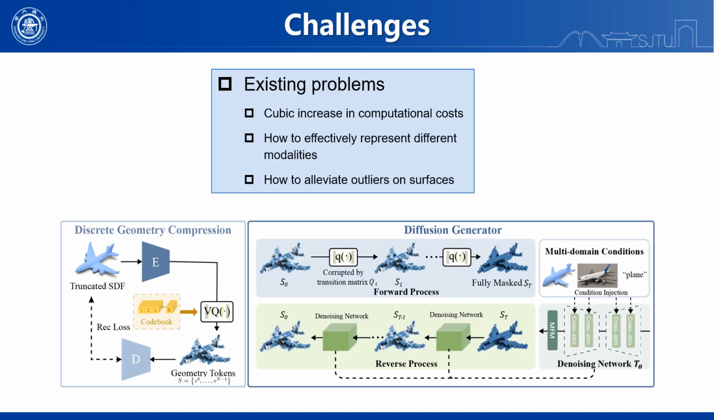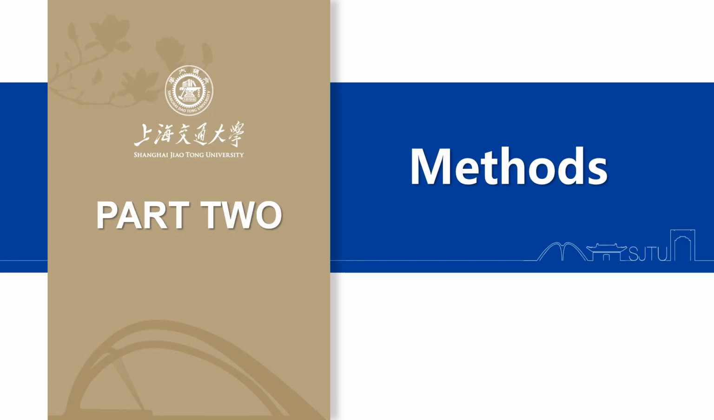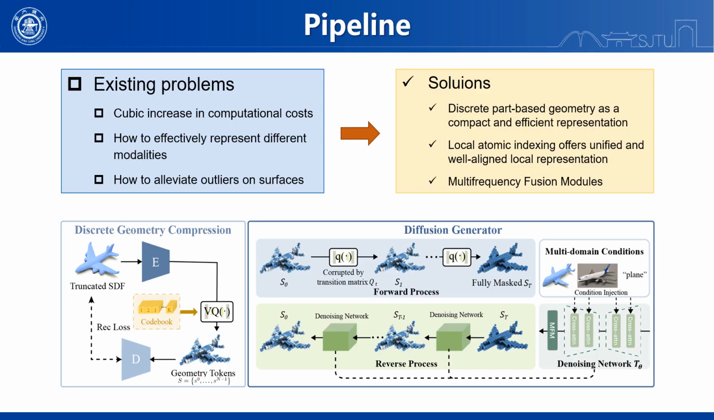During the model design process, we primarily encountered three challenges: 1. High-dimensional nature of three-dimensional data and the cubic increase in computational costs with resolution. 2. How to effectively represent different modalities of data input across various tasks in a unified manner. 3. How to alleviate the presence of noise in the generated surfaces of shapes. Chapter 2: Methods. The two-stage training architecture is visualized here.